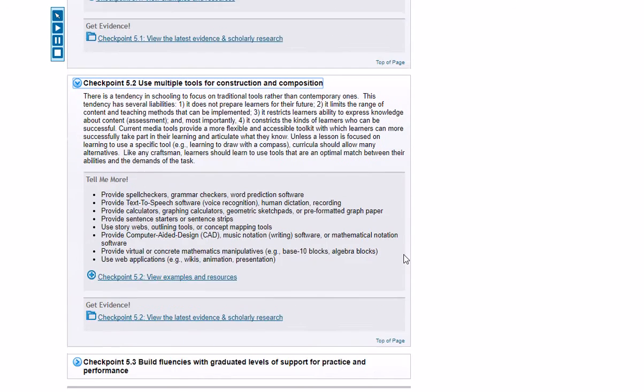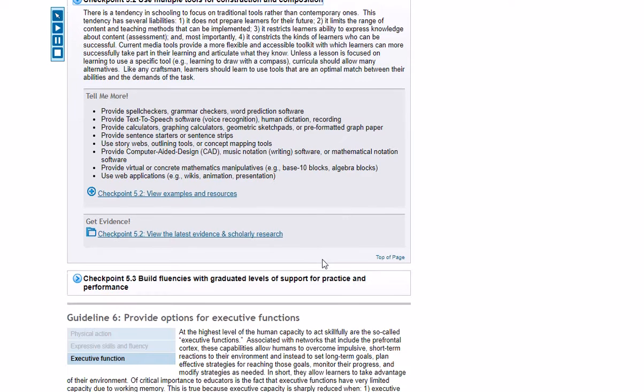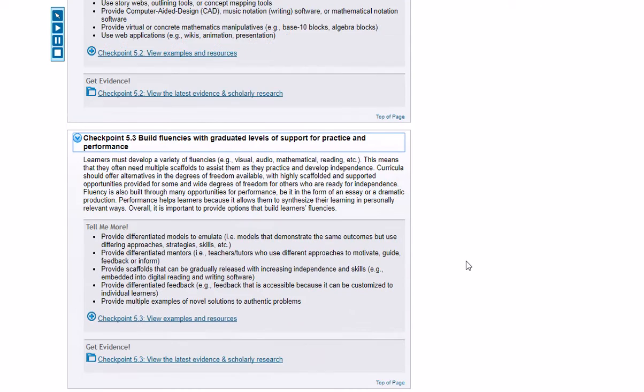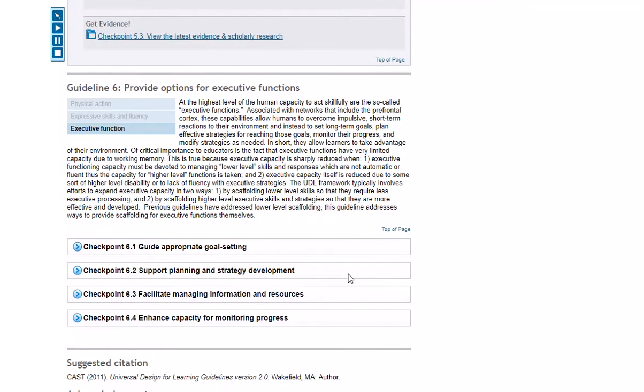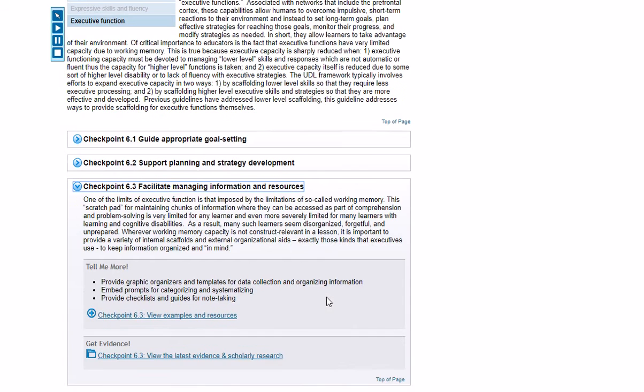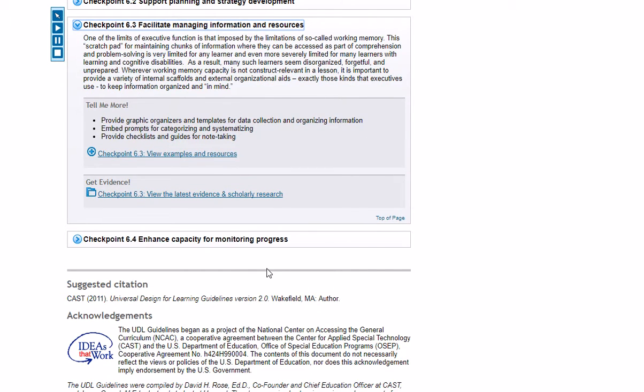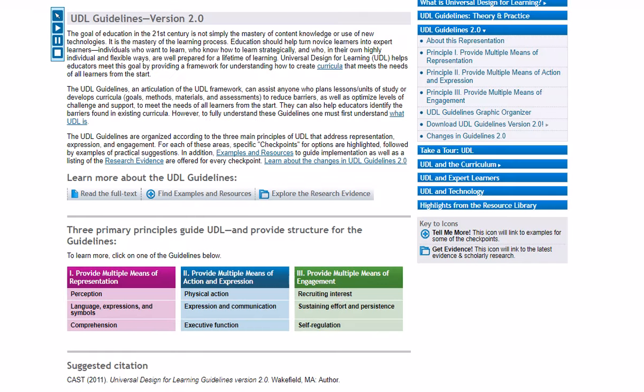Provide multiple tools for construction. Again, to build fluency with graduated levels of support. And then different options for executive function to allow them, to guide them in goal setting, to give them support, planning, and strategizing, to help give them access to managing information and resources. Some of this could even be handled by embedding a librarian in your course. And then try to increase your capacity for monitoring their progress.